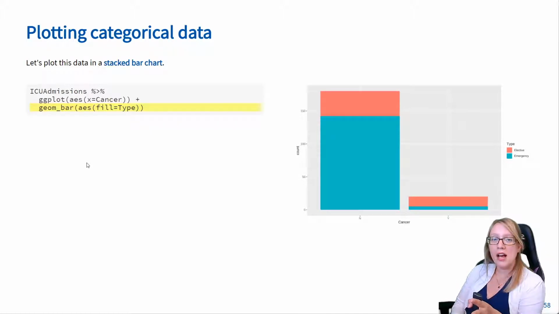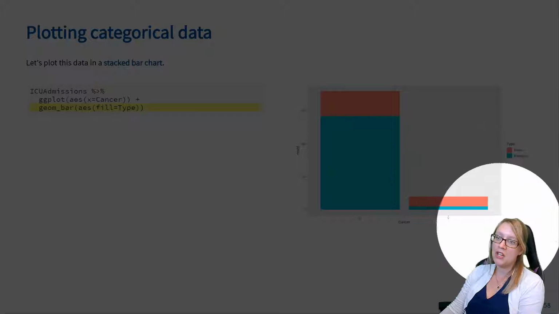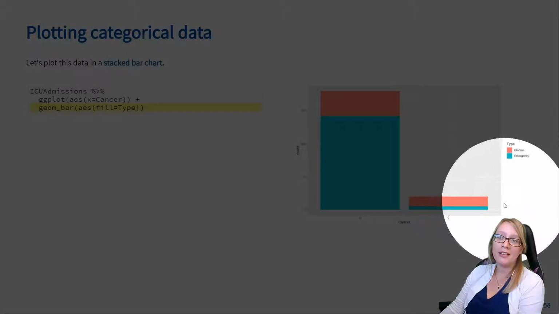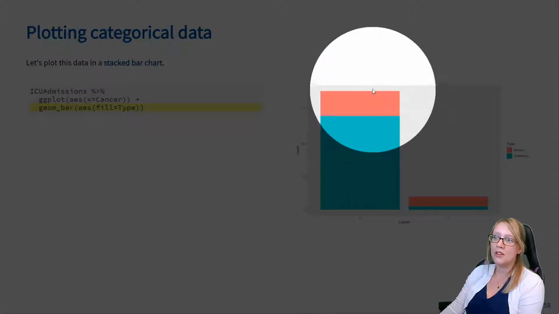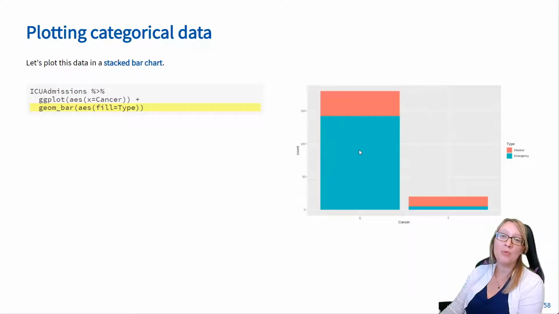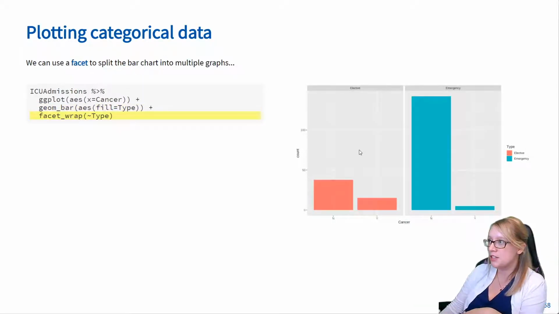Now let's talk about plotting this categorical data. We can plot it in what's called a stacked bar chart. So for example, we have cancer on the x-axis, no versus yes. The shading of the bars represents the type of admission. So for the cancer patients, they most often were admitted following elective or planned procedures. For the no cancer patients, they most often were admitted following emergency procedures.